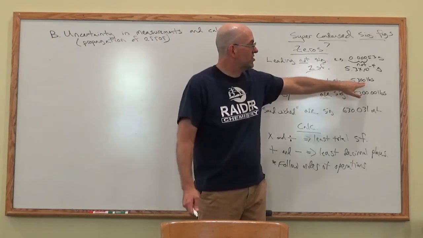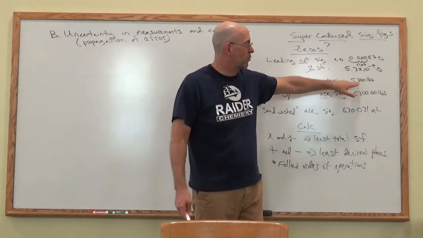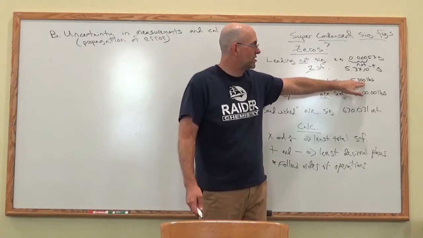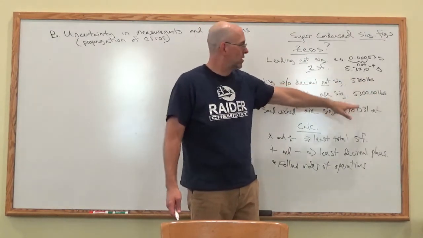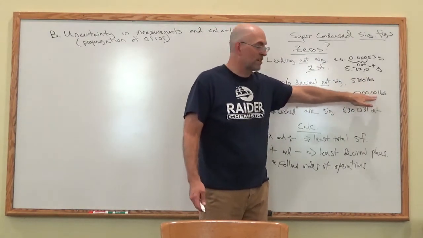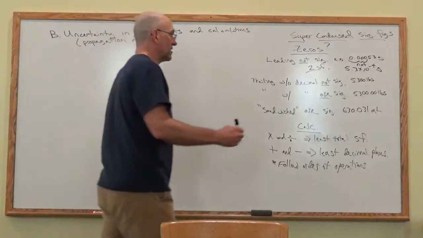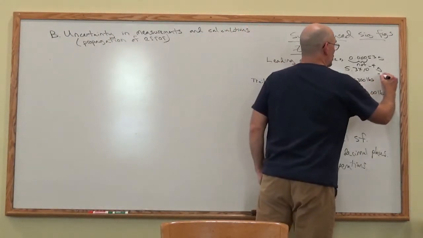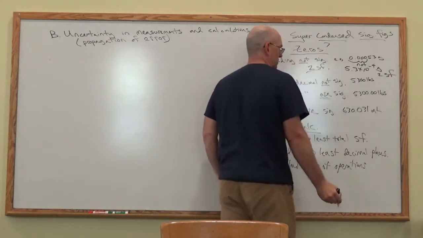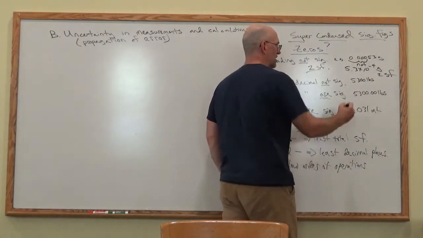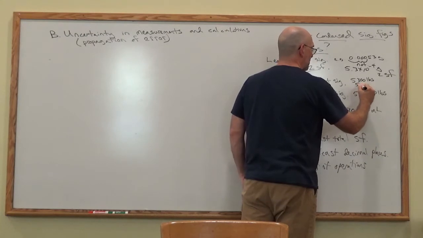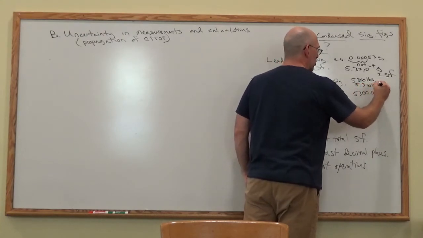If a value is recorded in this manner, you have no idea, is that measured, or is it a placeholder? If you put a decimal place and 2 more zeros, you're indicating that you measured that very, very precisely. So this has 2 sig figs. We don't know if those zeros are significant, and we would write this 5.3 times 10 to the 3rd pounds.